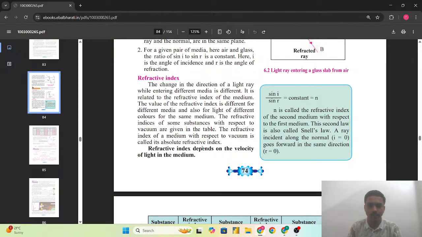So that's why I am telling you about this. Keep in mind, the refractive index of the medium with respect to vacuum is called the absolute refractive index. Refractive index depends on the velocity of light in the medium. The refractive index will depend on the velocity of light in the medium; on that only the refractive index will depend.